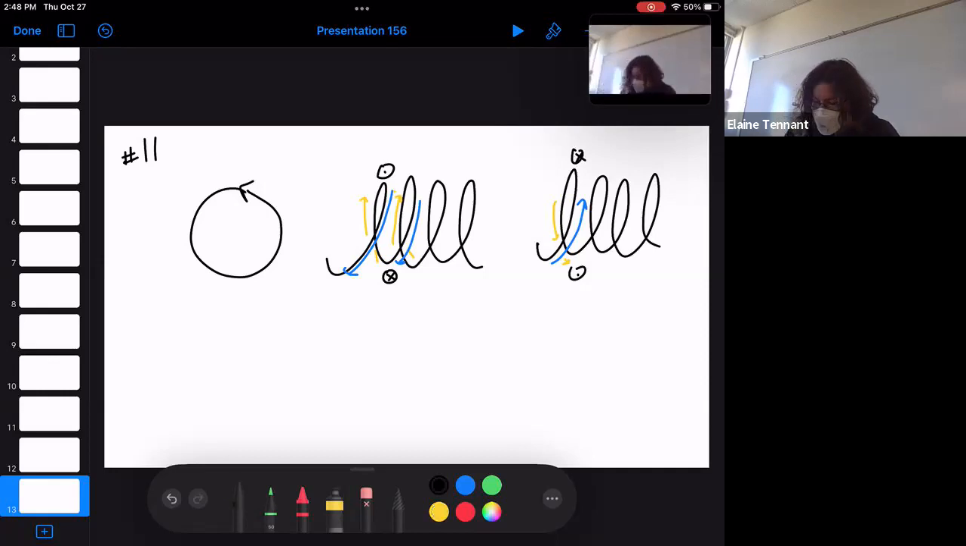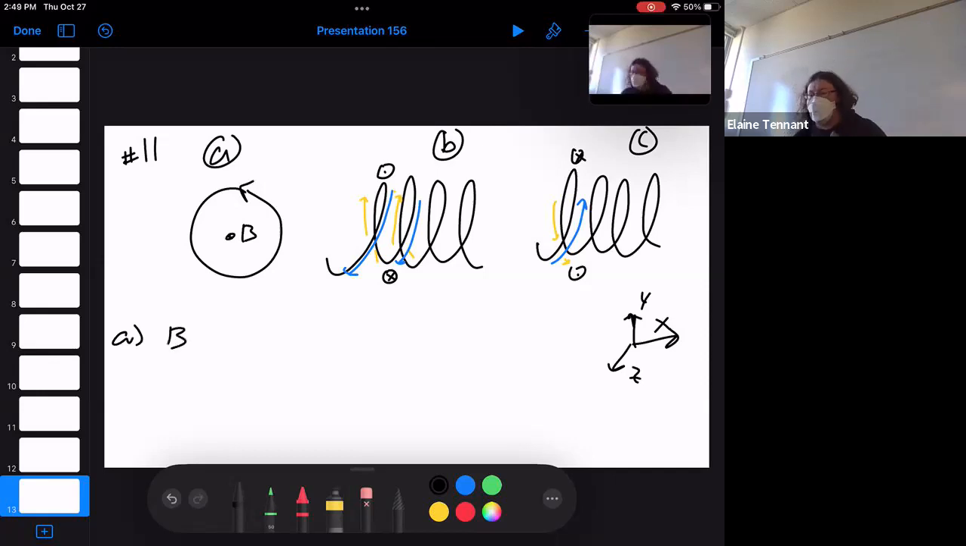So we're just going to do A, B, C. If I have my coordinate system X, Y, and Z, for A, if I want the B field in the center of that, in terms of X, Y, and Z, what direction will the magnetic field be?